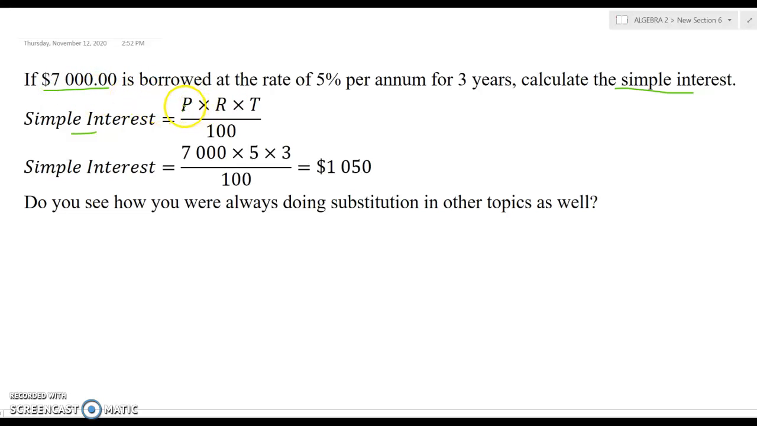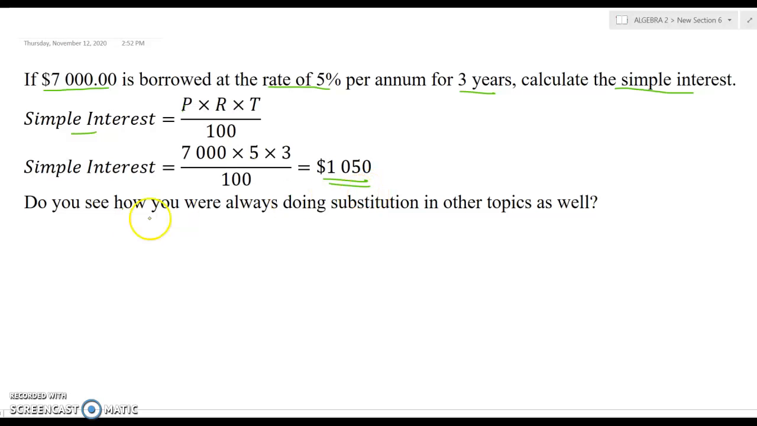So when you see a P, your principal, you replace that with 7,000. The rate is 5%. So when you see your R for rate, you replace that with the 5. And then multiply by time. So when you see a time, your T, replace it with 3 years. So you get 7,000 by 5 by 3 all over 100. So again, do you see, and then you work it out, you will get your $1,050.